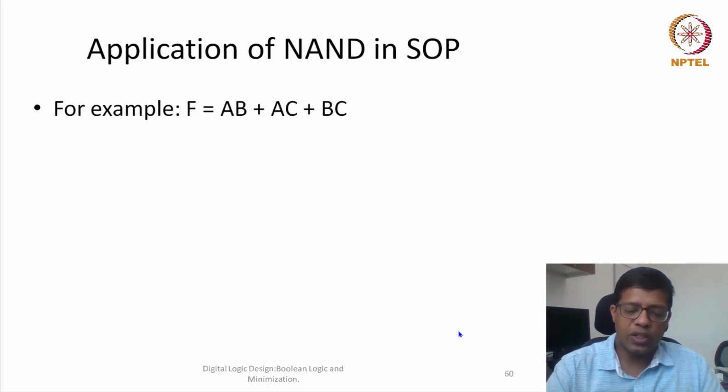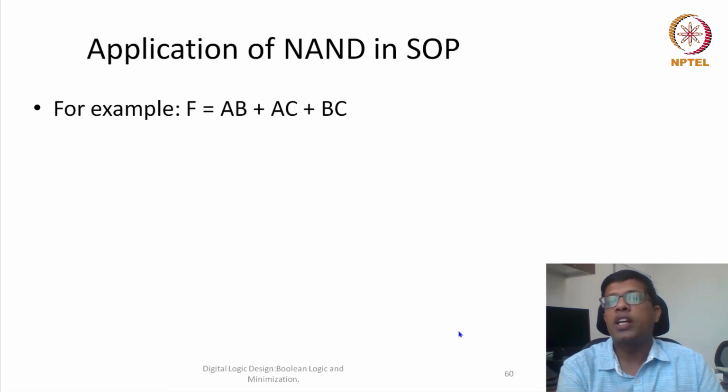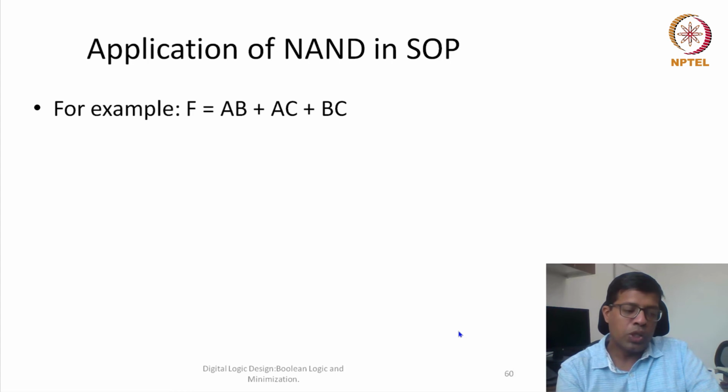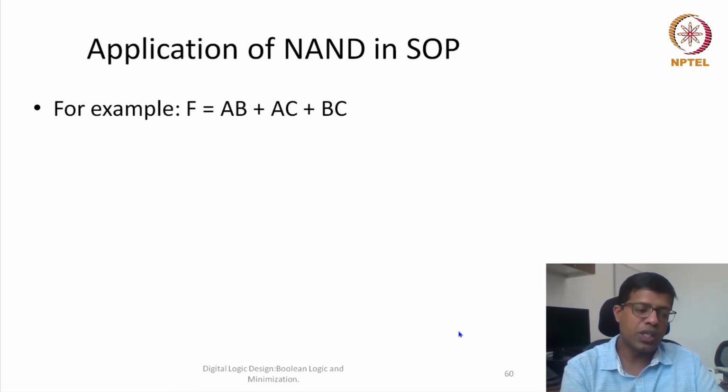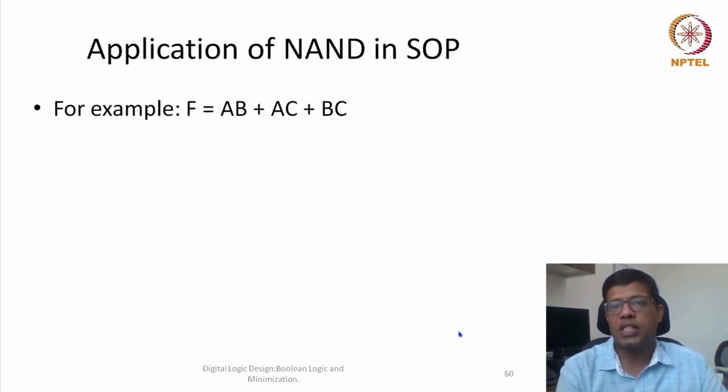we have seen that all the Boolean equations we can write in a standard form, which is sum of product or product of sum. These sum of product and product of sum forms can also be implemented using NAND gates or NOR gates respectively. So let's consider sum of product, and I'm taking an example. Let's say f is equal to AB plus AC plus BC. All of these three are product terms, and we are adding these product terms.